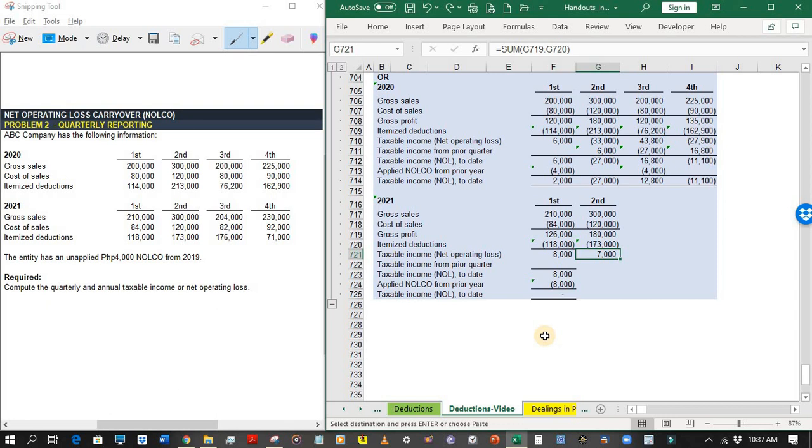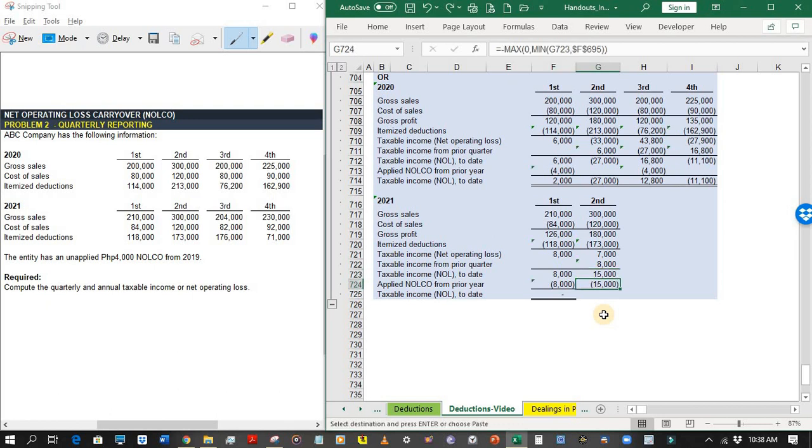So it does not include the 8,000 taxable income during the first quarter. So that is why to report a cumulative amount, we need to add the 8,000 pesos. So that the taxable income on a cumulative basis is 15,000 pesos. And the 15,000 pesos taxable income covers the first 6 months of 2021. And again, we can deduct NOLCO. So how much NOLCO can we deduct?